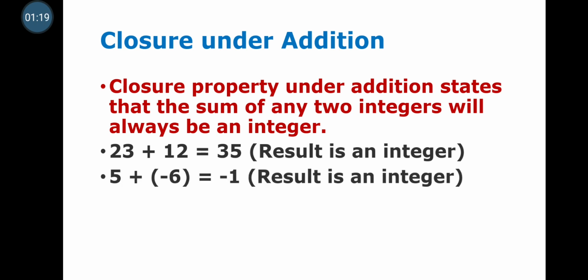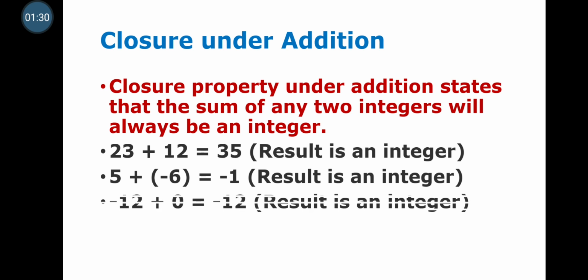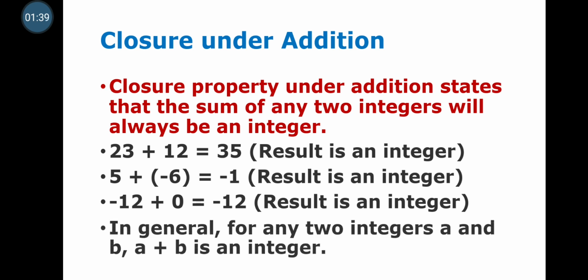Next, 5 plus minus 6. 5 is a positive integer and minus 6 is a negative integer. You get the answer minus 1, which is also an integer. Similarly, minus 12 plus 0 gives minus 12, which is also an integer. So in general, for any two integers a and b, a plus b is an integer. Suppose a and b are two integers, then the answer a plus b will also be an integer.